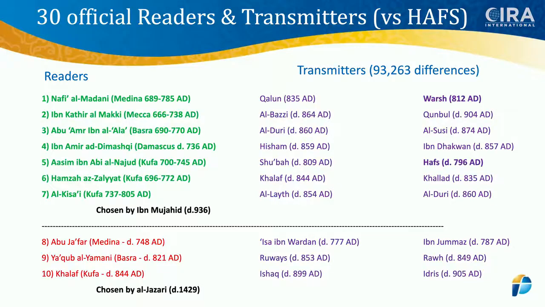He is the earliest. What's interesting is those were all chosen by Ibn Mujahid. Look and see what his date is. 936. Muhammad died in 632. So we're talking about 300 years later, at least. So these were not even chosen for another 300 years after Muhammad.